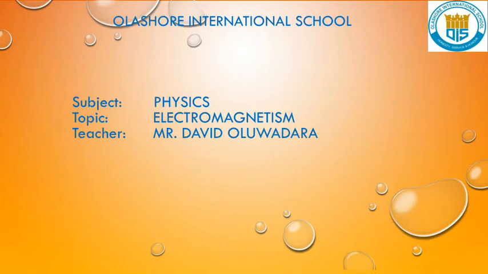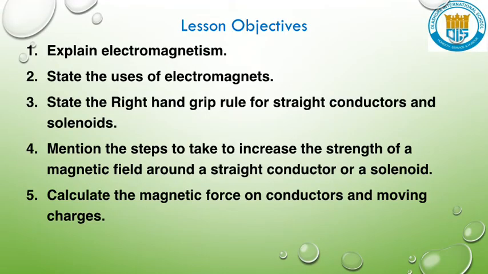Today we'll be looking at electromagnetism. Under electromagnetism, we'll be explaining what electromagnetism is. We'll look at the uses of electromagnets. We'll look at the right-hand grip rule for straight conductors and solenoids. And then we'll look at steps to take to increase the strength of the magnetic field around a straight conductor or around a solenoid. And then we'll wrap up the class by looking at how to calculate magnetic force on conductors that move in an electric field.